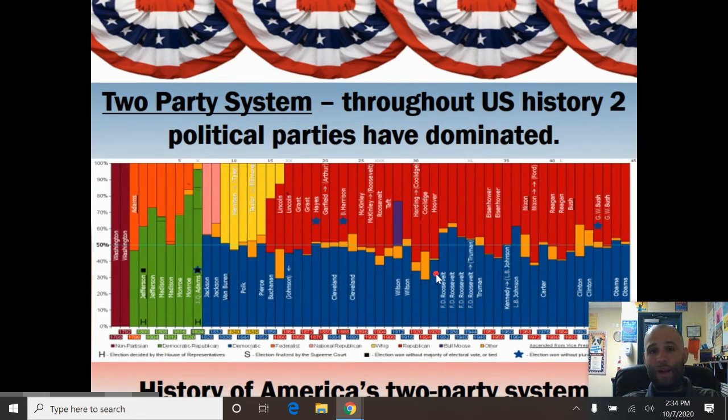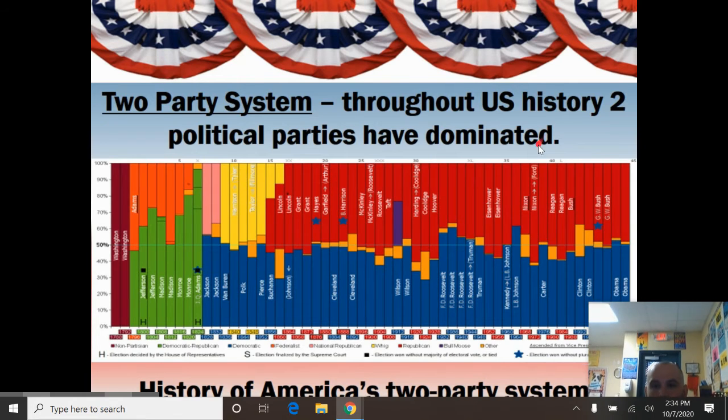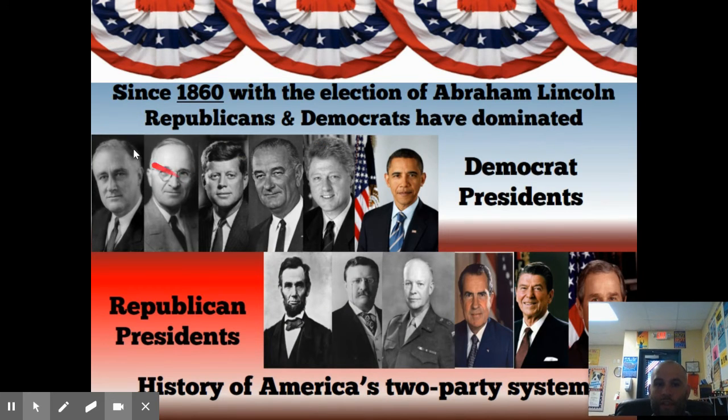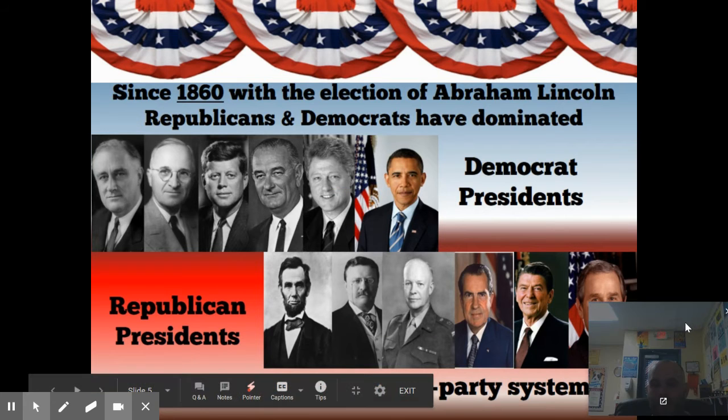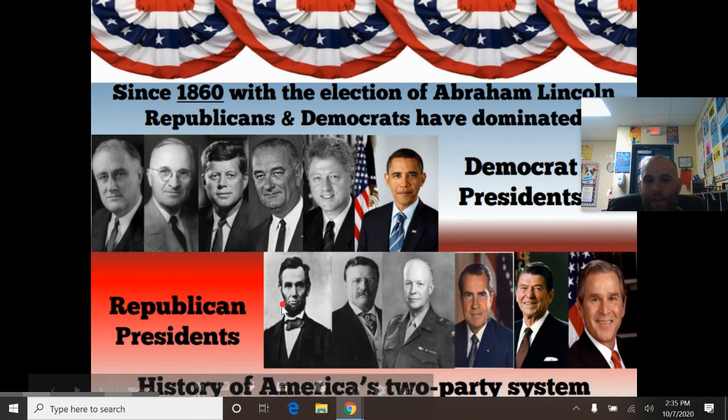Now, it is not like this around the world. Around the world, there are democracies that have many parties, 3, 4, 5, 6 parties, and they're all very popular. But in the United States, we have a two-party system where only two parties have really dominated. Like I said, since 1860, the two parties have been Republicans and Democrats. Here are some famous Democratic presidents: FDR, John F. Kennedy, Bill Clinton, Barack Obama. Here are some famous Republican presidents: Abraham Lincoln, Teddy Roosevelt, Ronald Reagan. President Trump currently is a Republican.